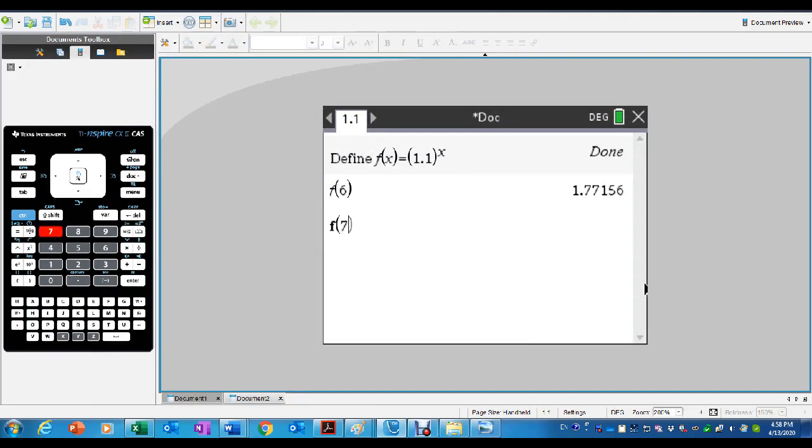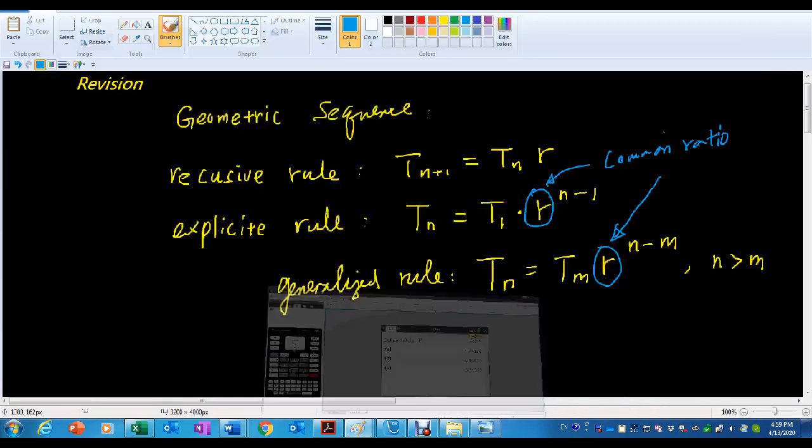Let's try 7. Okay, so you come close, but our target is still 2, so you still need to move on. Now when you put 8 into x, you see that it's bigger than 2 now. So that means x should be 8 if you want to have 1.1 to the power x greater than 2.